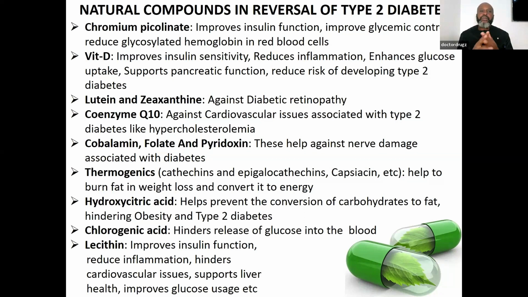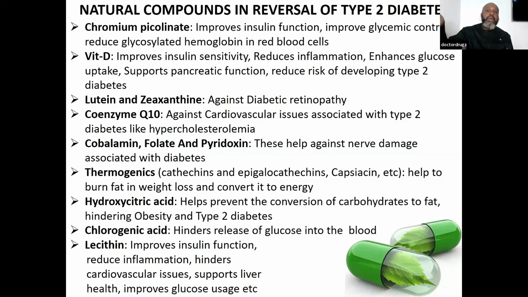Then we have vitamin D, lutein and zeaxanthin for the eyes, coenzyme Q10 against cardiovascular issues associated with type 2 diabetes like hypercholesterolemia, cobalamin, folate, and pyridoxine. We're talking about B12, B9, and B6. That's their baptismal name.